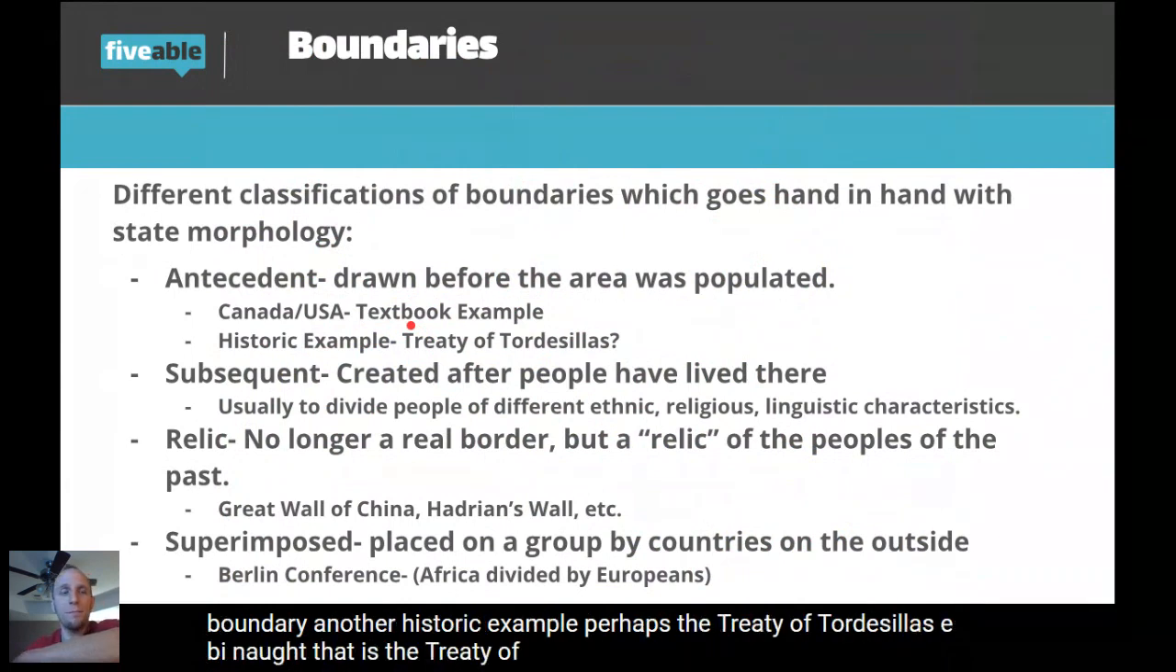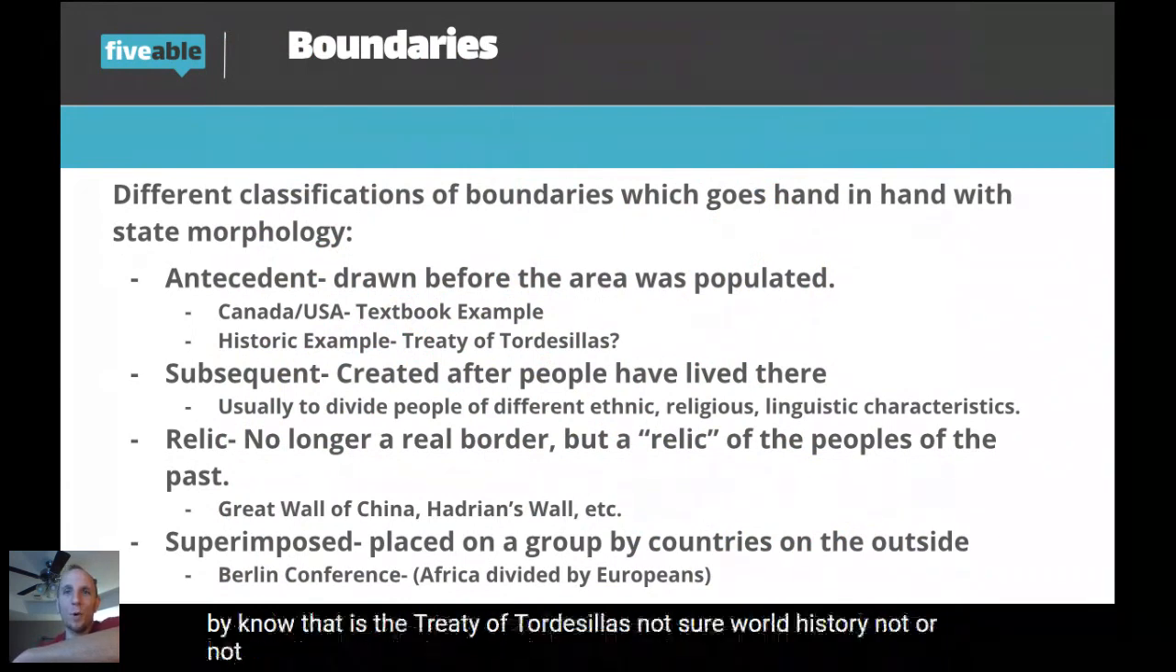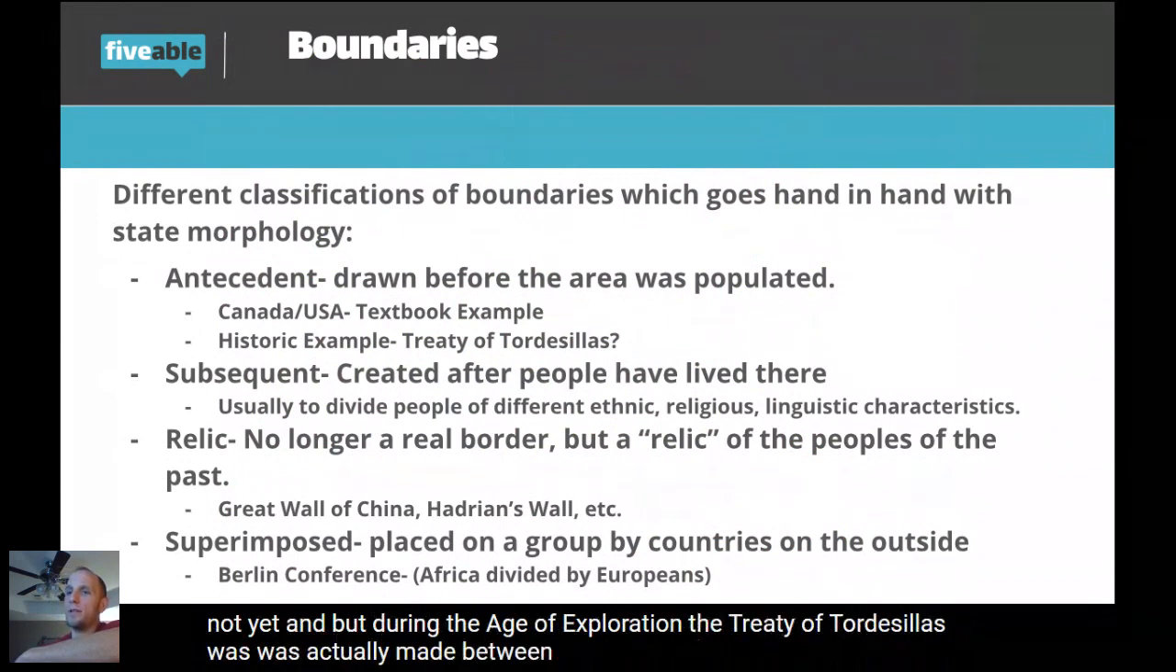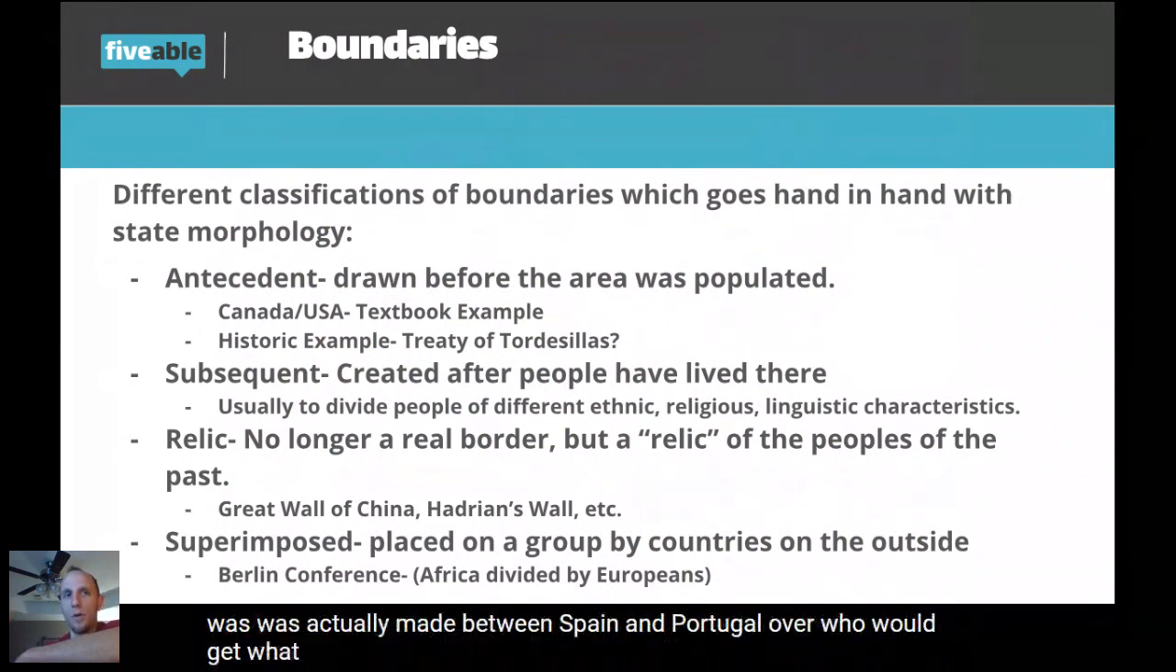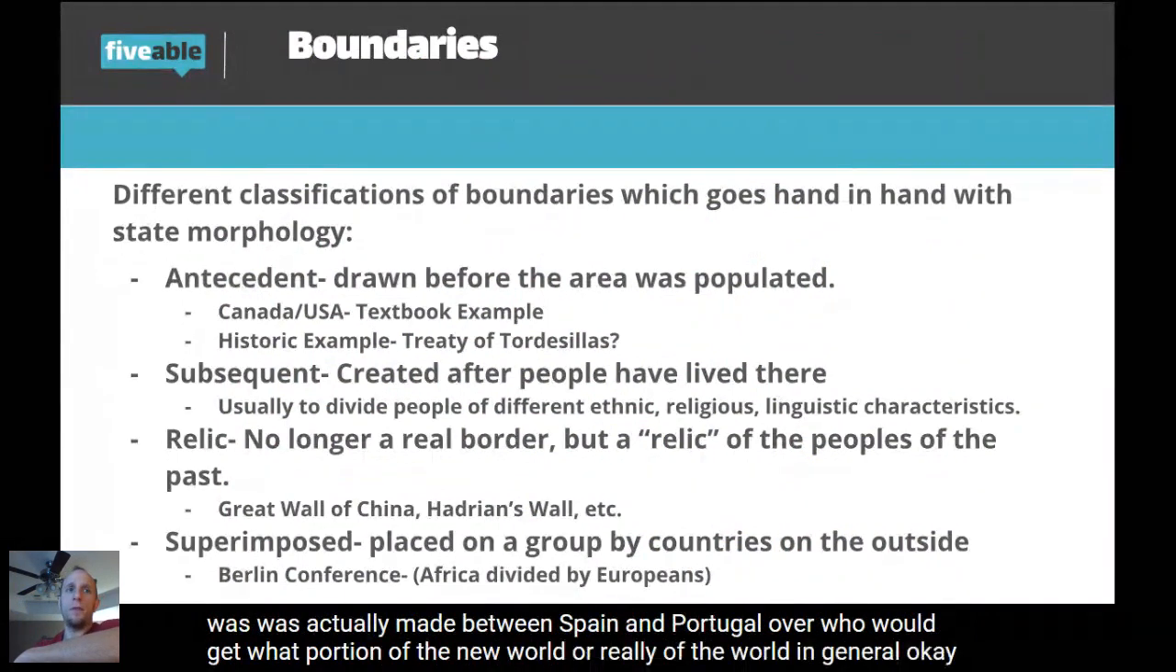Anybody know what that is? The Treaty of Tordesillas? Not sure if you guys have had world history yet. But during the Age of Exploration, the Treaty of Tordesillas was actually made between Spain and Portugal over who would get what portion of the New World, or really of the world in general.